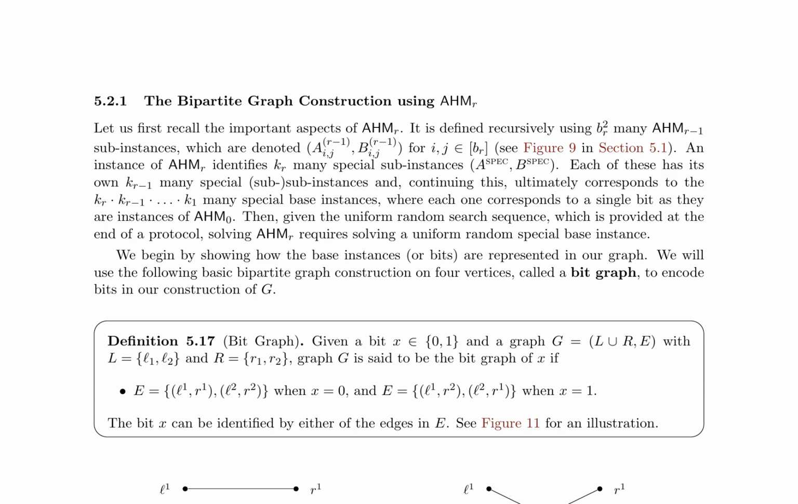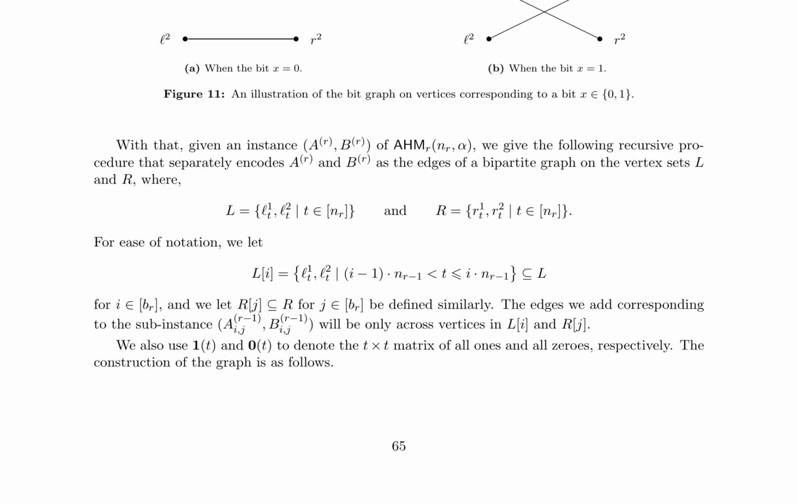R2), (L2, R1). Given an instance (A_R, B_R) of AHM_R, N_R, alpha, a recursive procedure encodes A_R and B_R as the edges of a bipartite graph on the vertex sets L and R. The vertex sets L and R are defined as L = {L1^t, L2^t : t in [N_R]}, and R = {R1^t, R2^t : t in [N_R]}. Edges are added corresponding to the subinstance A_{R-1}^{i,j}, B_{R-1}^{i,j}, across vertices in L_i and R_j.